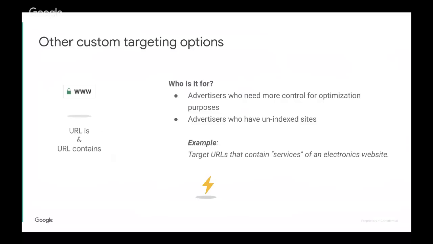If you have a specific URL that you want to exclude, for example, or a specific URL that is very different from your business model, such as services or something a bit outside of what you typically offer, you can use the specific DSA to target those pages. So this is good for advertisers who need more control for optimization purposes, and also if you have unindexed sites, so our crawling bots can't crawl your websites. A downside of this is that it's very limited, and it's typically not maximizing the potential that DSA might bring to your overall marketing efforts.